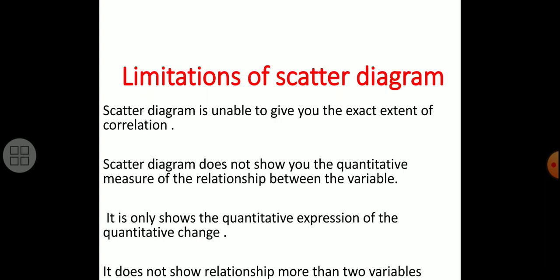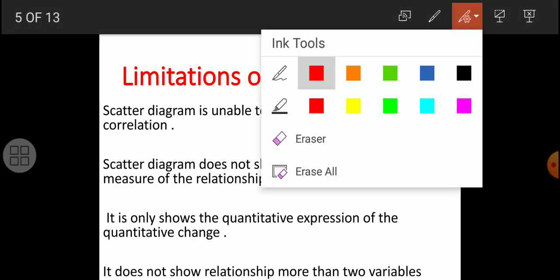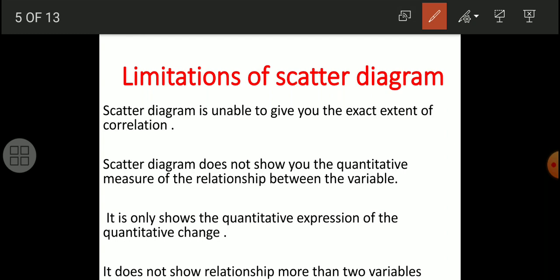So the first limitation is that a scatter diagram is unable to give you the exact extent of correlation. Keep in mind, the exact extent of correlation is not possible with the help of a scatter diagram. In the sense that, if there is a positive correlation, we cannot write the exact figure, such as 88% or 98% positive correlation. We cannot write those figures. We can only say there is a correlation, so the exact extent is not possible.